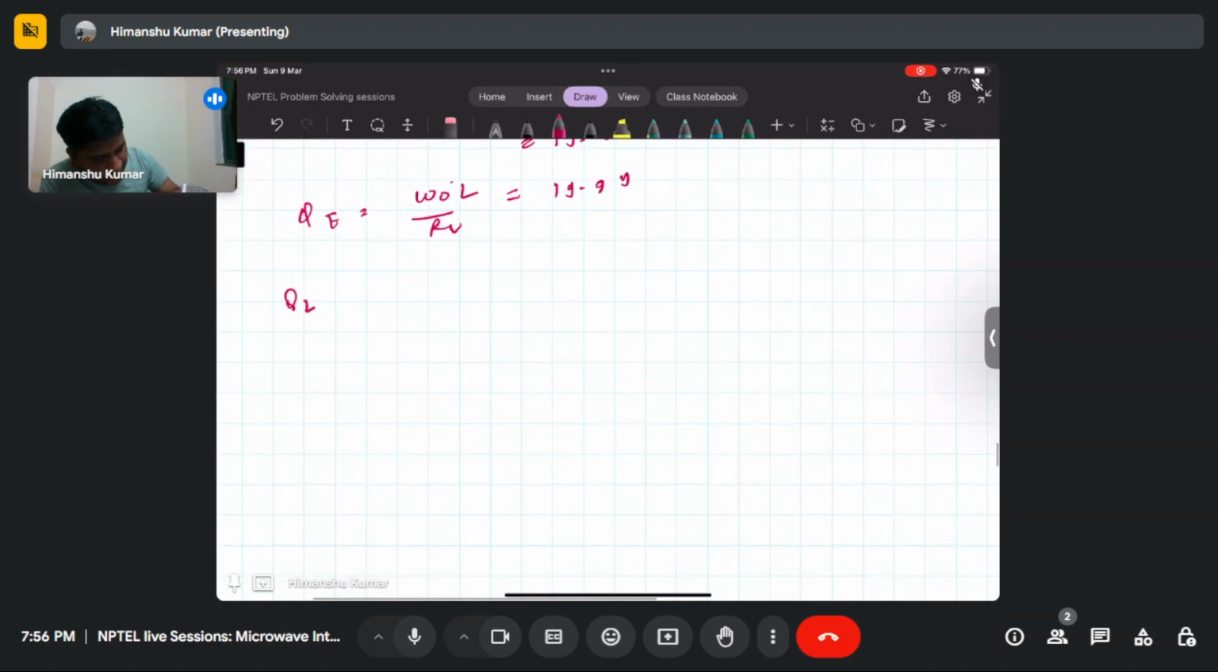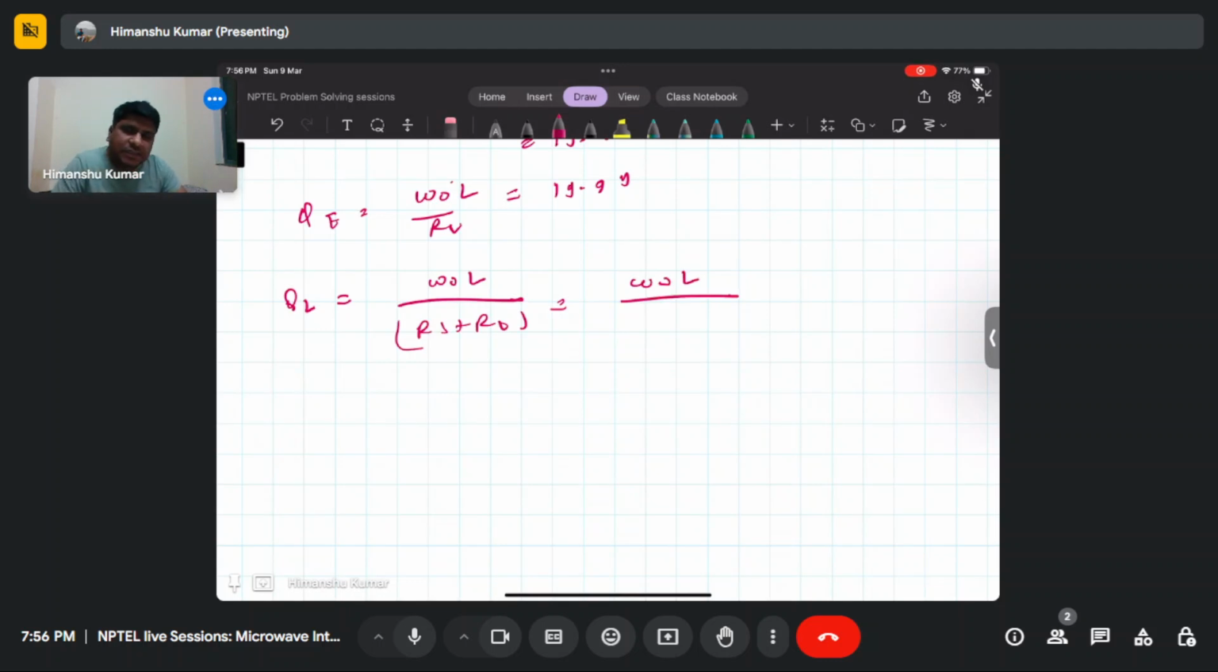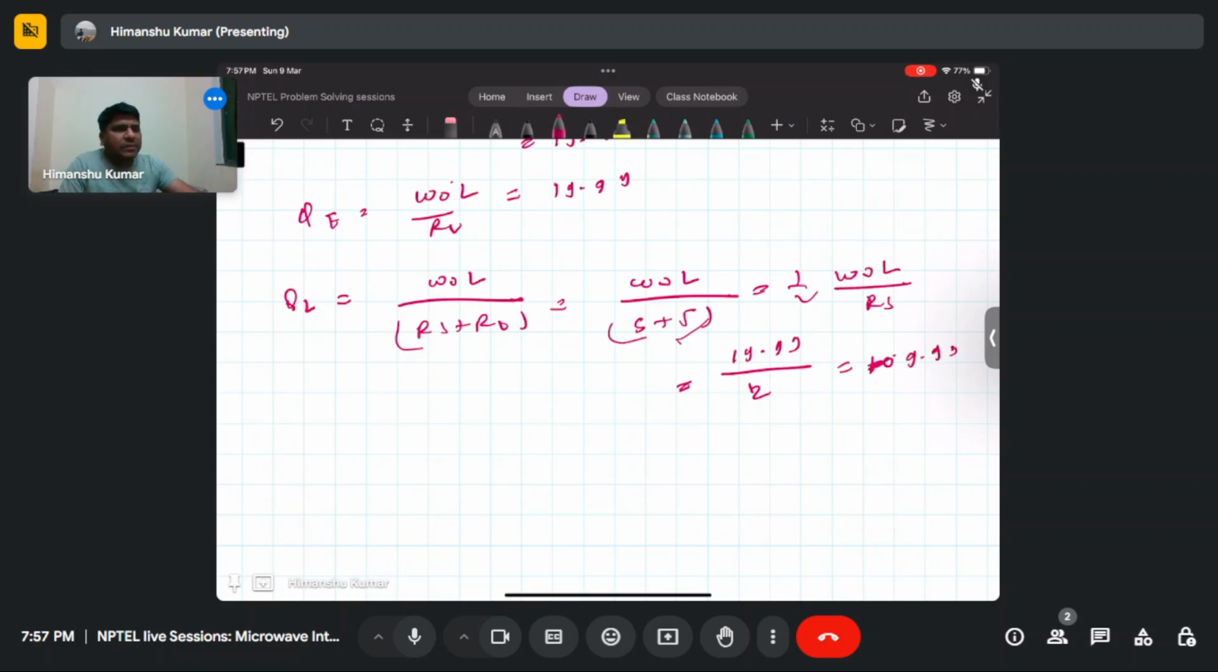And the loaded quality factor QL will be equal to omega naught L by RS plus RL. RS plus RL is 5 plus 5, which equals 2 times 5. So this is half of omega naught L by RS or RL. So this becomes 19.99 divided by half, or 2, and that will be 9.99 something, roughly 10. So then basically this is the external quality factor.